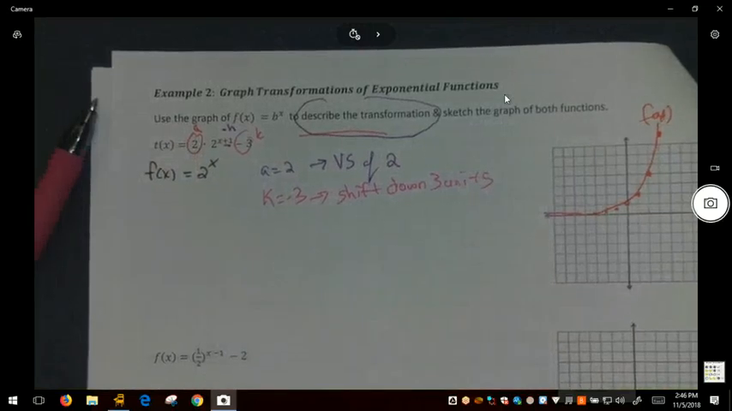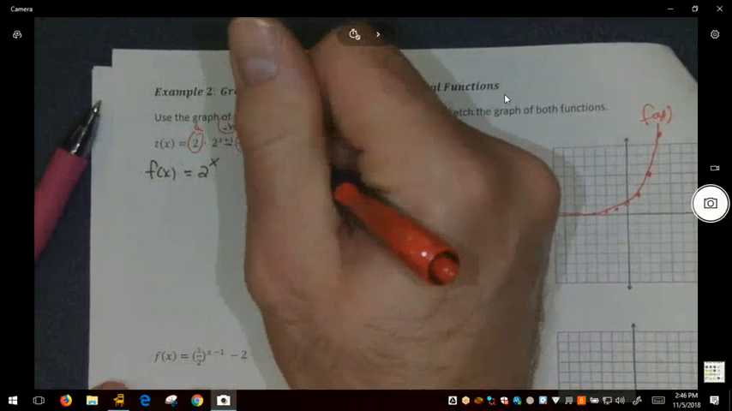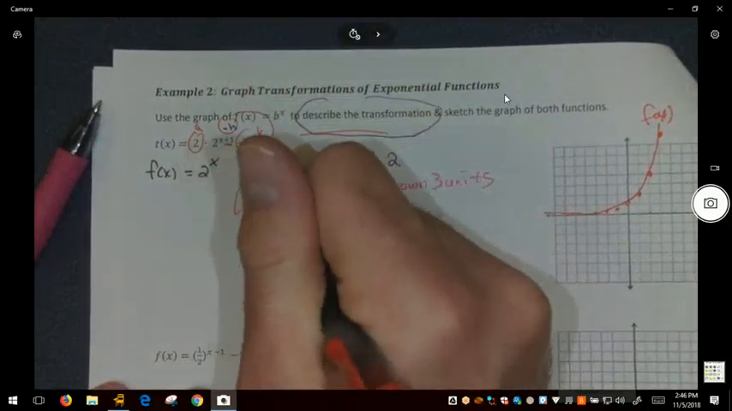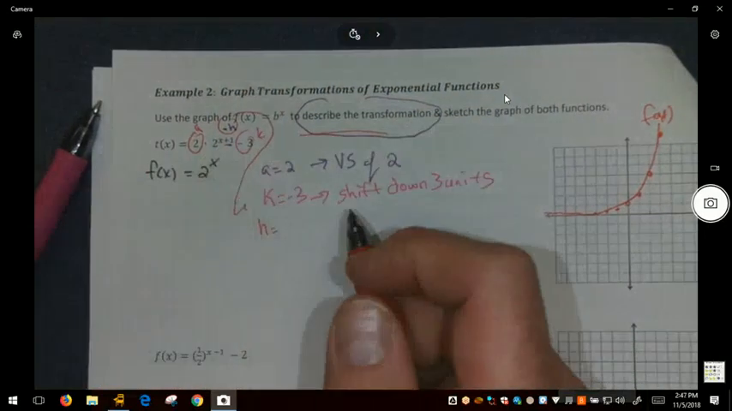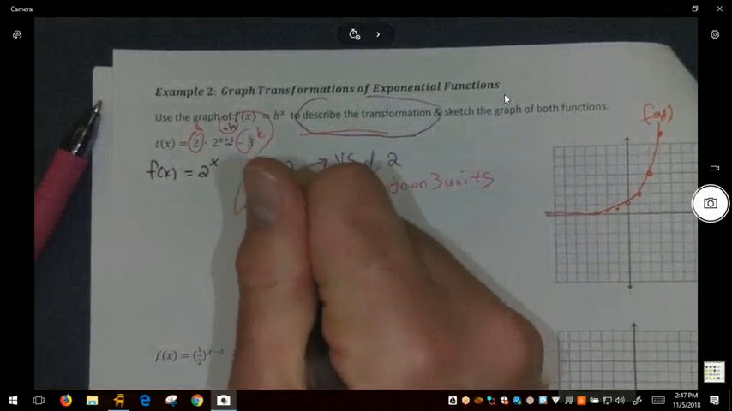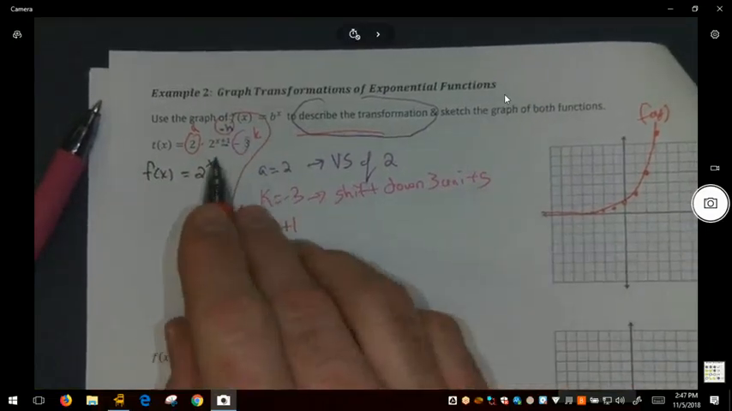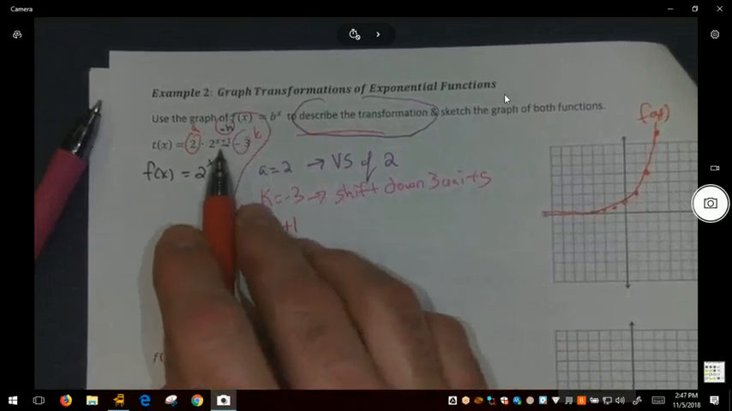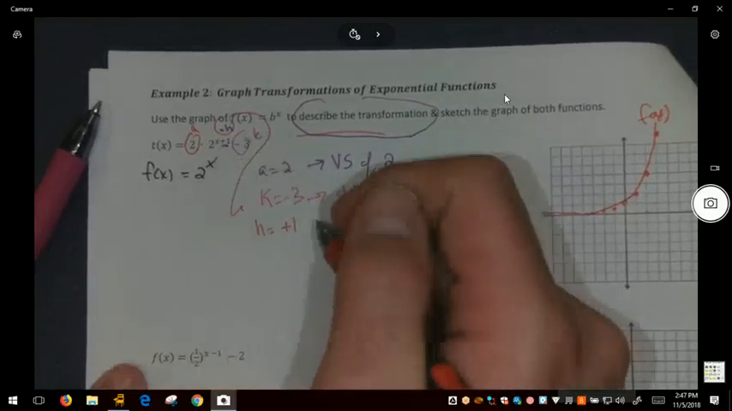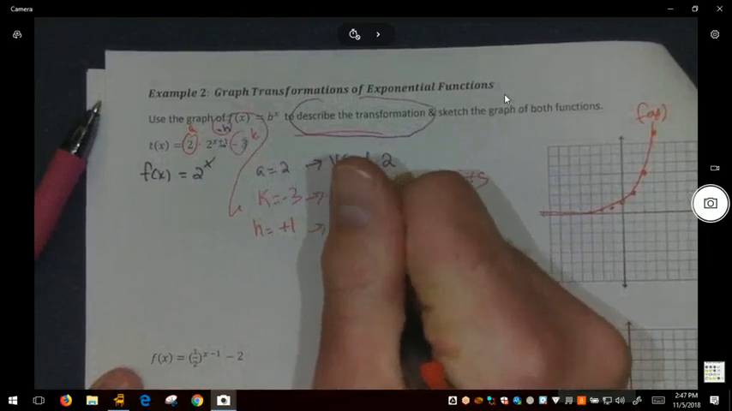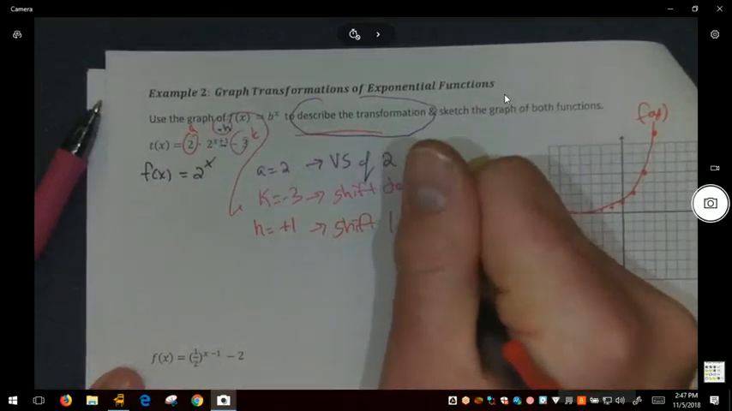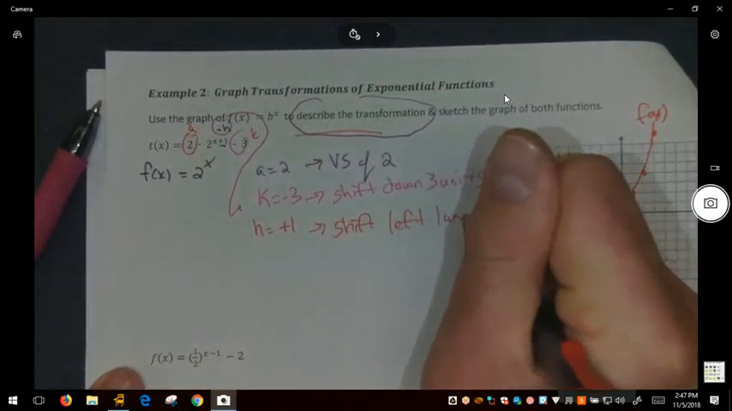And lastly, since h, and I wrote that in a totally different color, I'm not sure why I switched the colors for a and h, it's looking like +1 in the equation anyhow. So we have to do the opposite. If it's +1, normally we think, oh, that's to the right. Well, counterintuitive tells us that it's actually a shift left, or translation of left 1 unit.